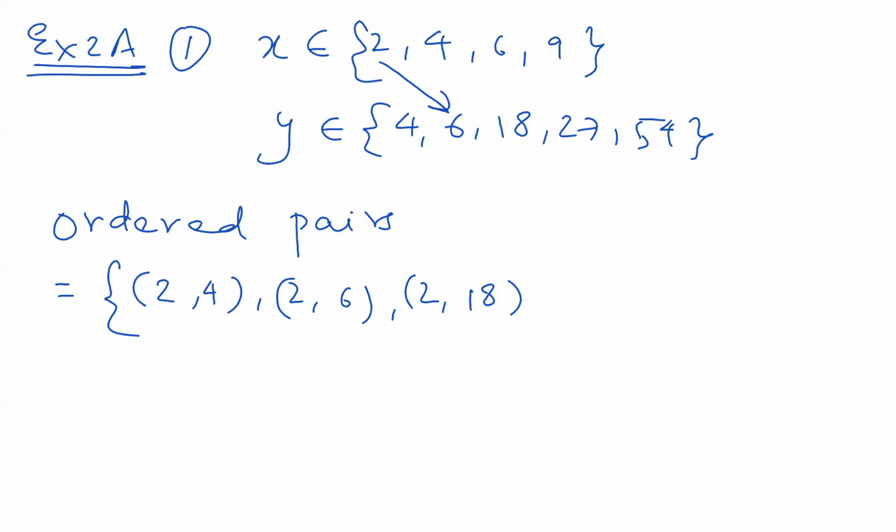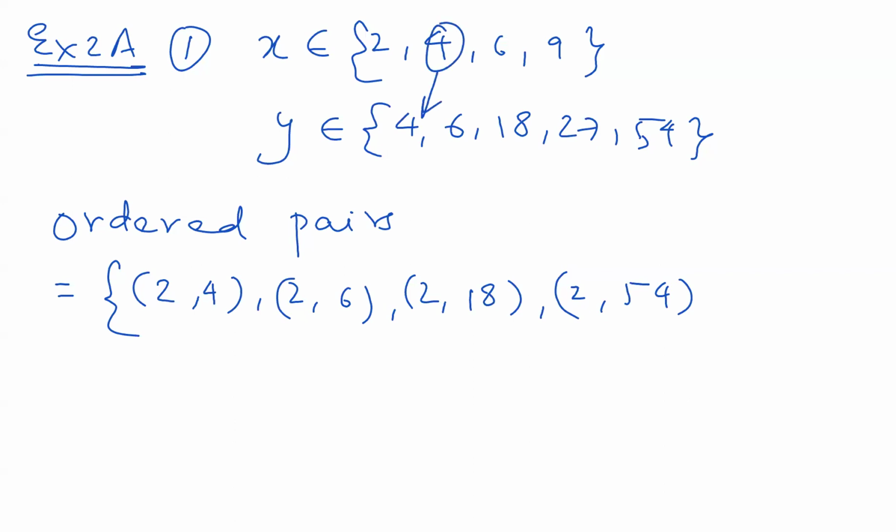Then finally 2 is a factor of 54. Okay, so that also we are going to mention over here. 2 comma 54. 2 is not a factor of 27, so we cannot write 2 comma 27. Let us start with 4.